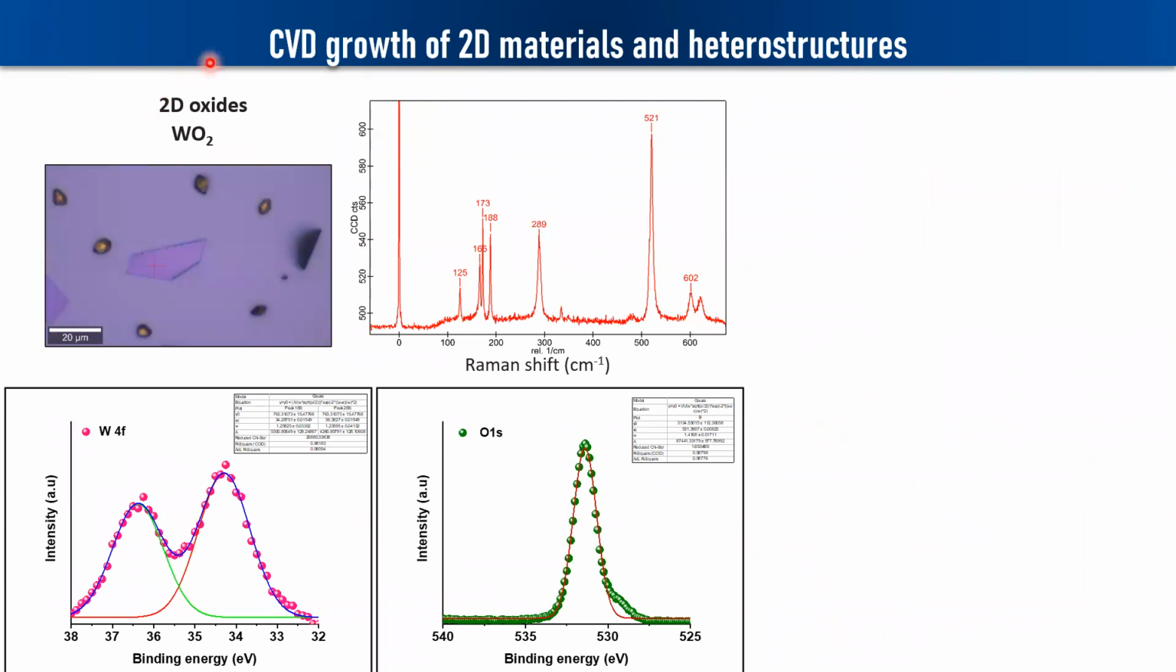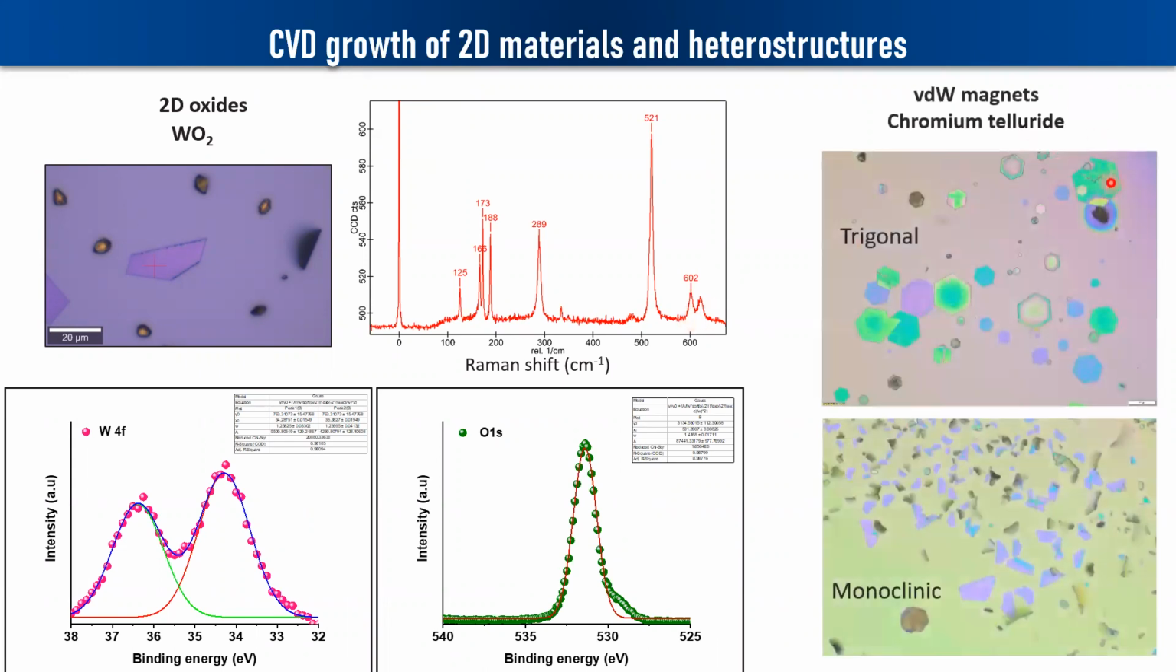And we have also grown some 2D oxides like WO2. So this is a metallic oxide. And you can see these are the Raman features of WO2. It is in monoclinic form. And these are the XPS spectra to confirm that it is WO2 and not any other oxide of tungsten. And this is the latest result.